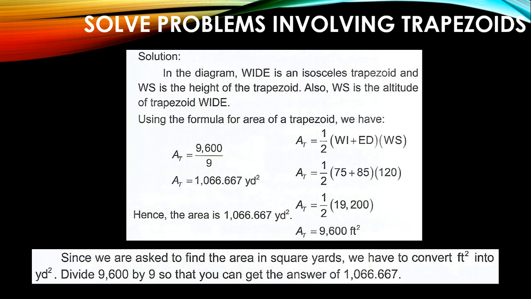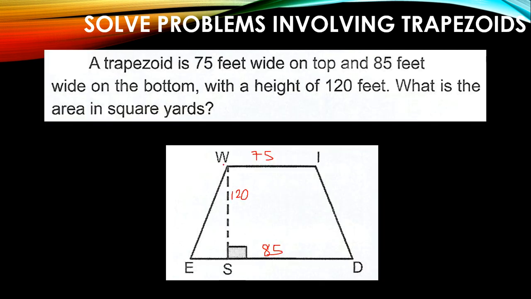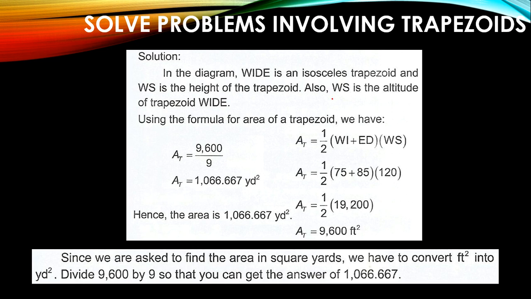Okay. So, we have the solution. And let's discuss this one. In the diagram, WIDE is an isosceles trapezoid and WS is the height of the trapezoid. So, this is WS. Okay, that is the height or the altitude. Also, WS is the altitude of trapezoid WIDE. And using the formula for the area of a trapezoid, okay, we have this one.